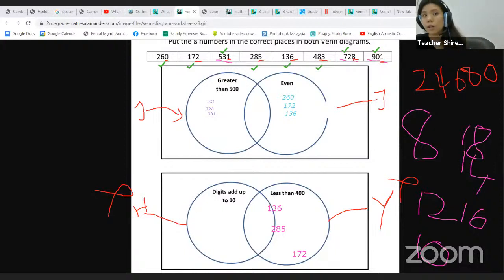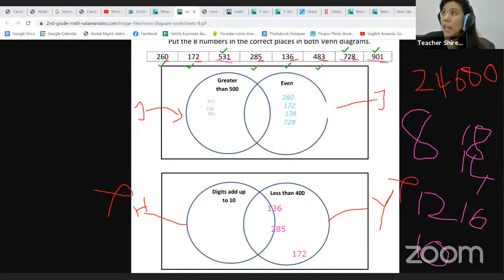Okay, let's do one by one. I'll do step by step with you. Okay, Joanna, good. Now what happened is that Jensen did all the even first. Even, good. 260, 172, 136, 728. Good. So all these are the even numbers.